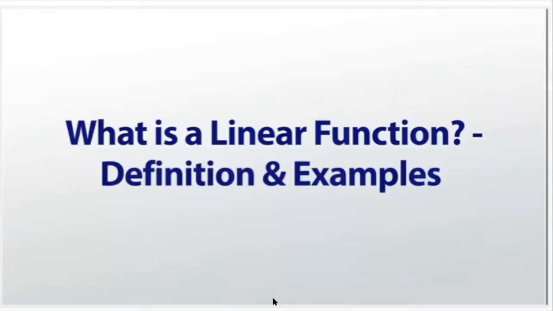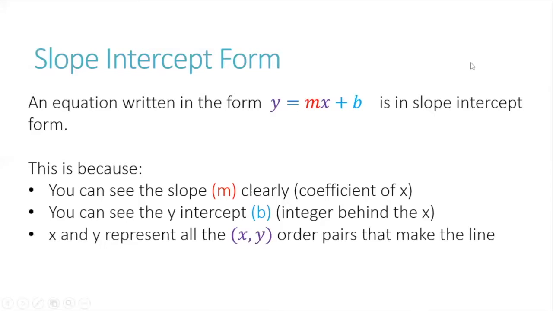So let's continue. Let's look at the slope-intercept form. The reason this particular form is called the slope-intercept form is because when you are given the equation in this form, the slope and the intercept are visible in the equation, and I'll explain a little bit more what slope and intercept are. So an equation written in the form y equals mx plus b is in slope-intercept form.